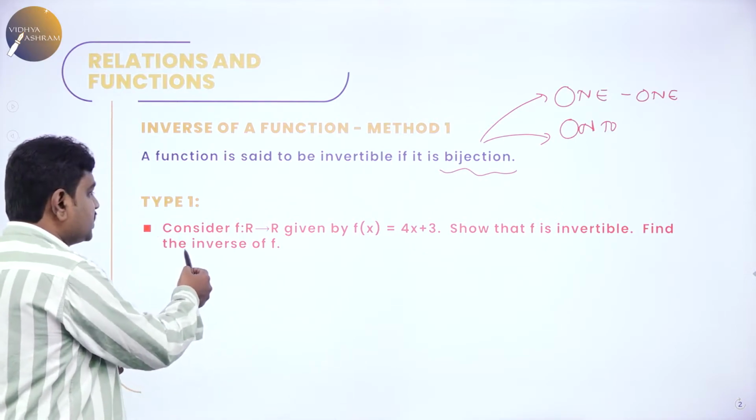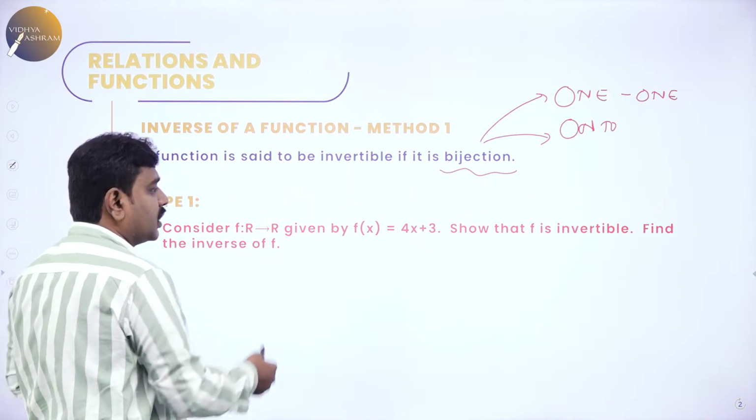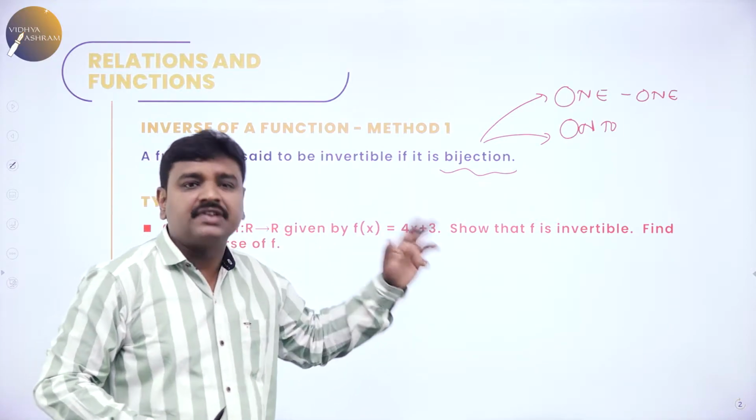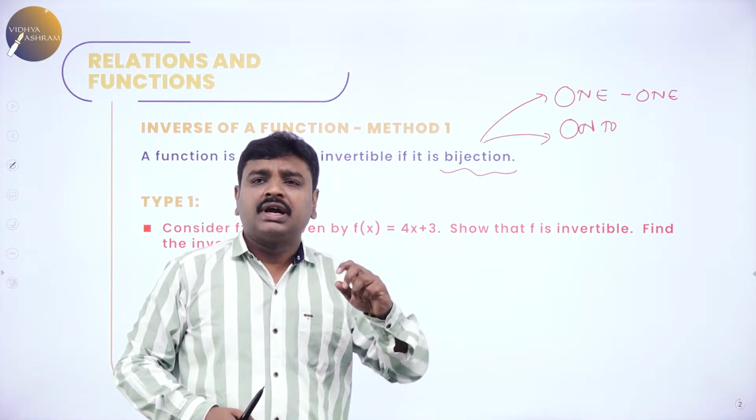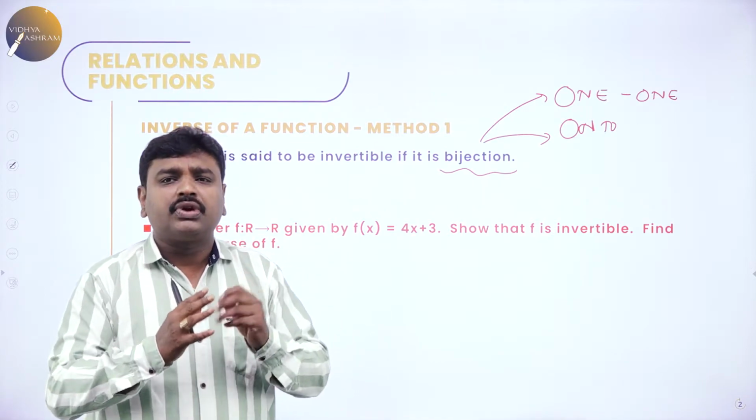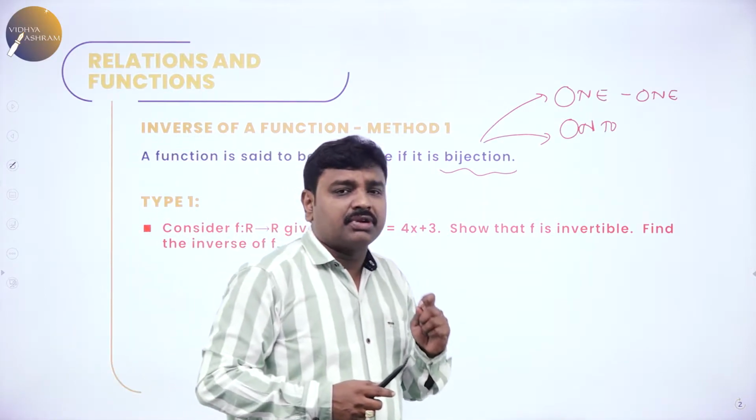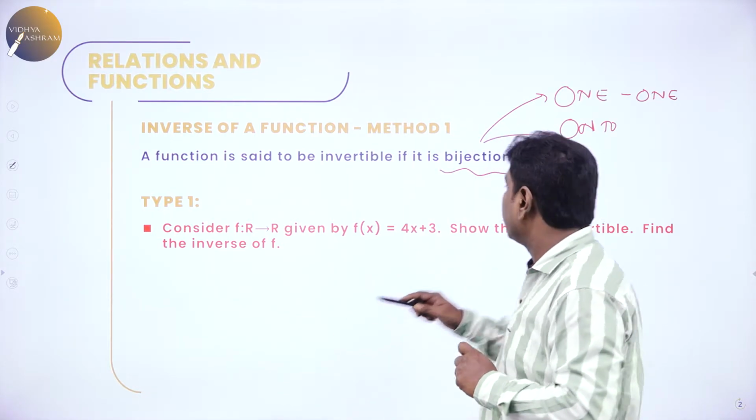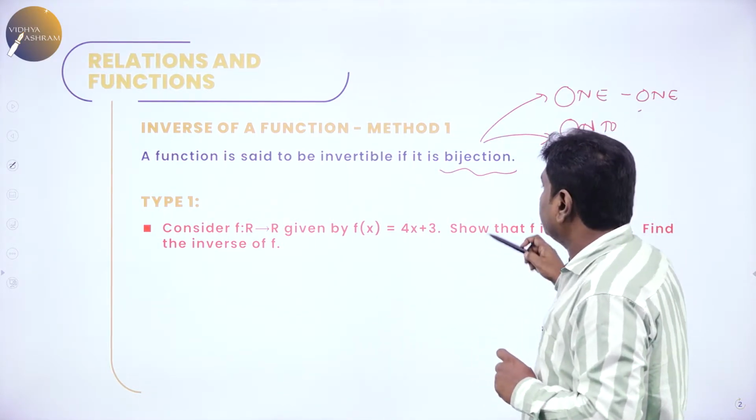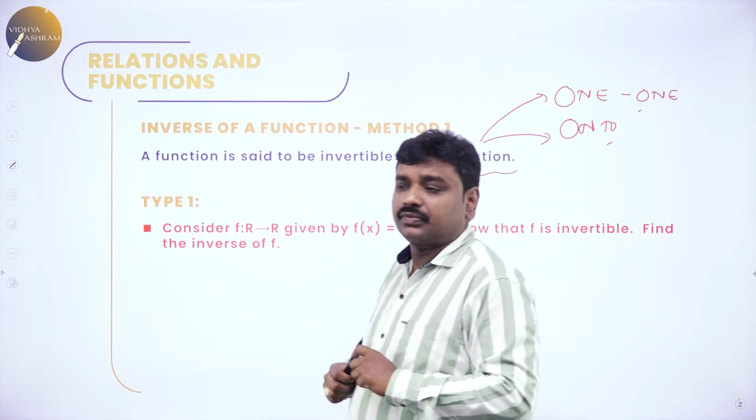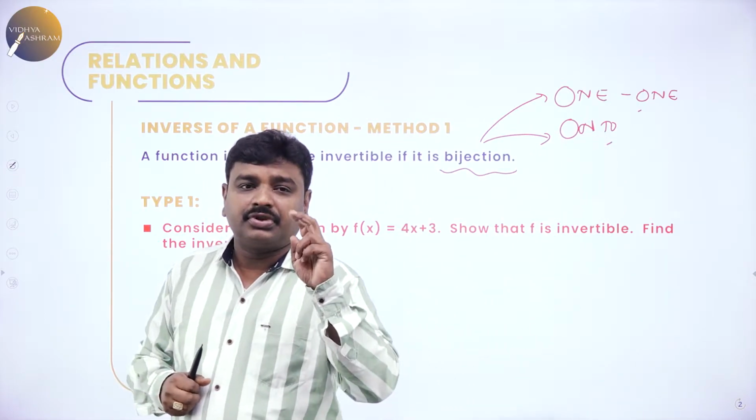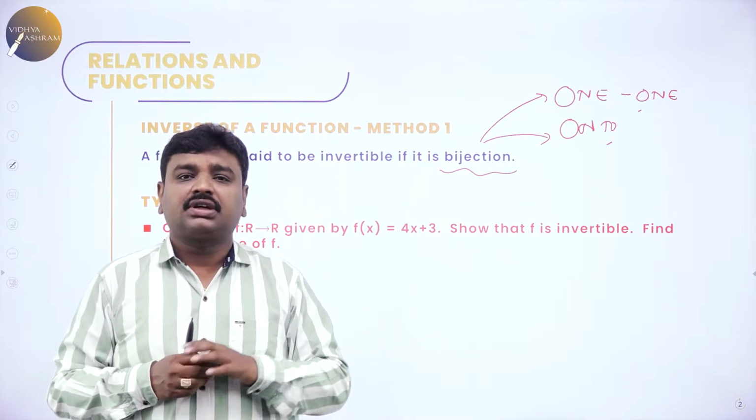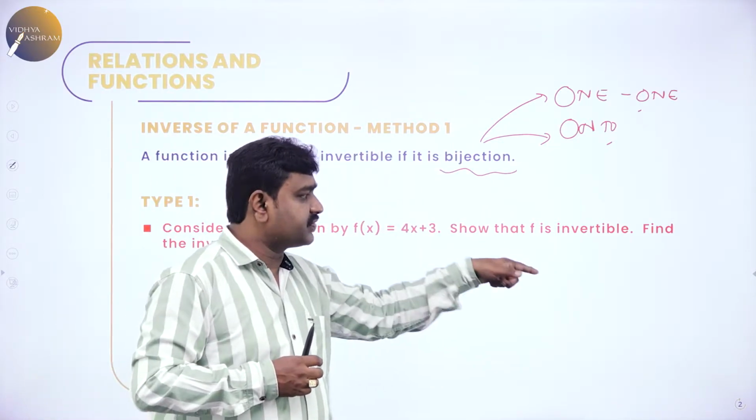For example, consider a function f maps R to R given by f of x is equal to 4x plus 3. They are asking you to show this is invertible. First we need to prove it is invertible, and hence find the inverse. A function will have an inverse if and only if it is both one-one and onto, so we need to prove it is bijective. This problem can be solved in 2 methods: one is the composite function method, the other is proving bijection and hence finding the inverse.